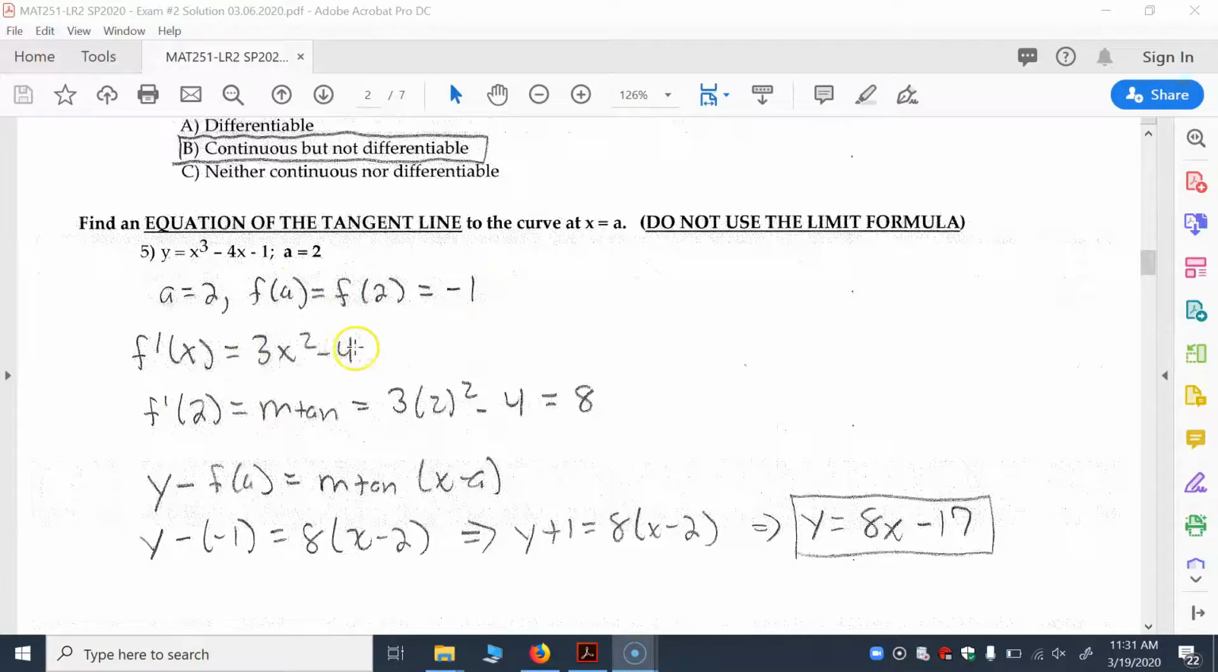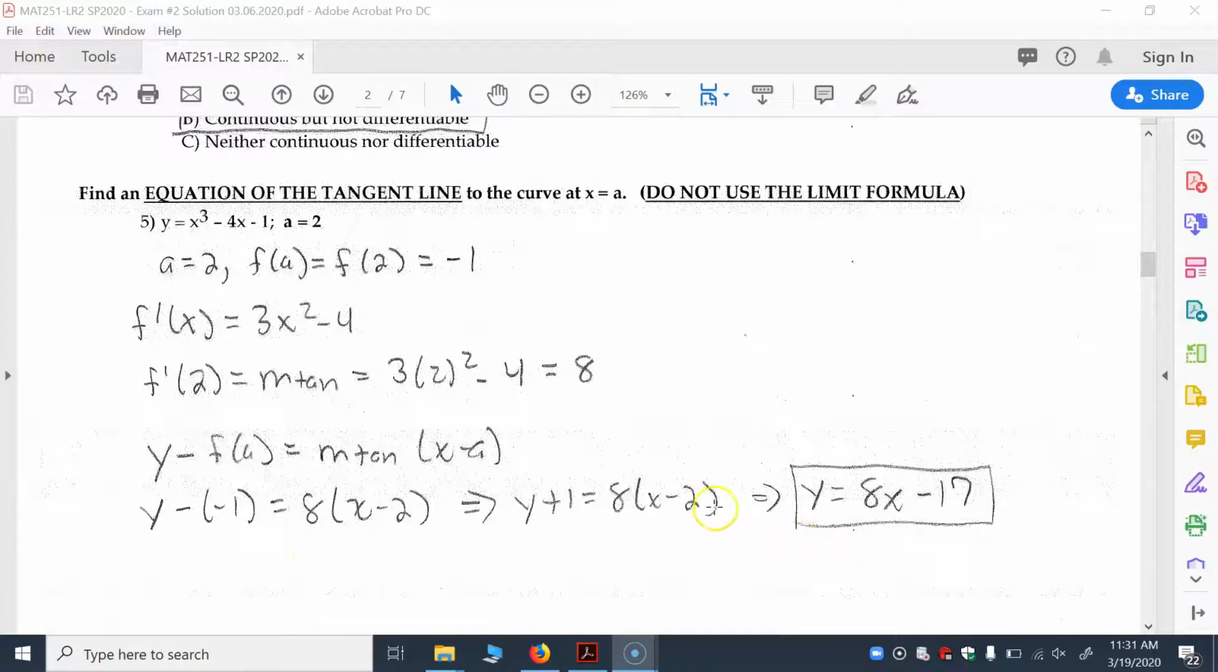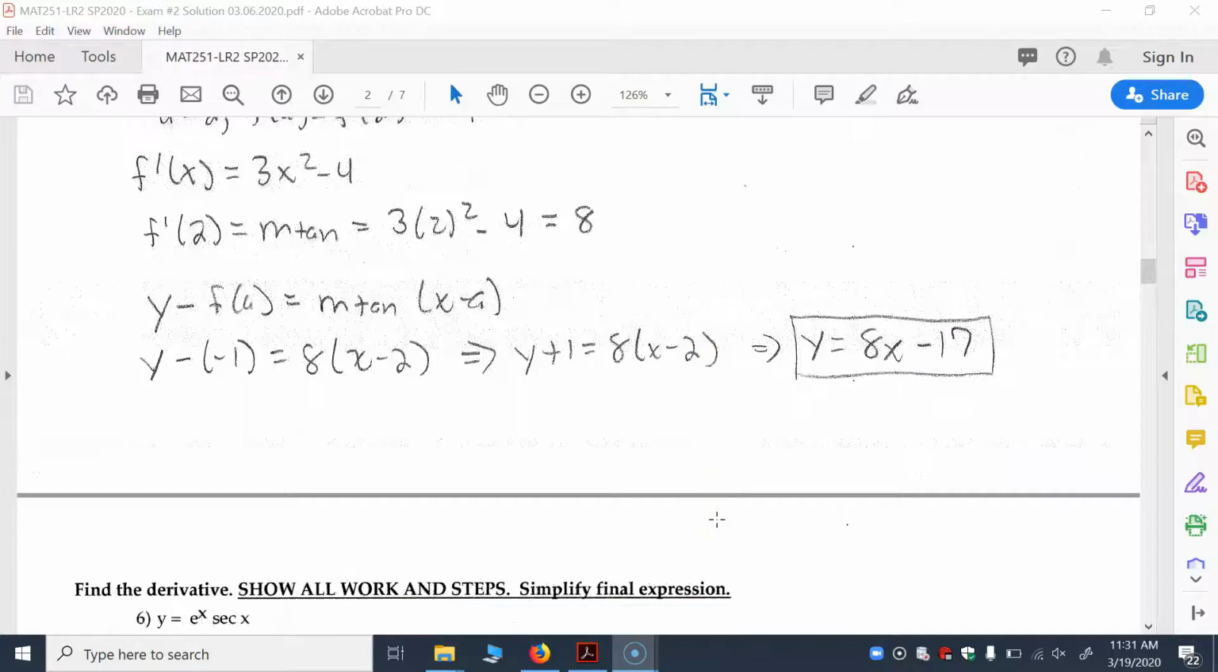So find f prime of x, plug in the x value, which gives us 8. That's our slope of the tangent line. And again, there's our y value, there's our x value, here's our slope of the tangent line. In slope-intercept form, the equation is y equals 8x minus 17.